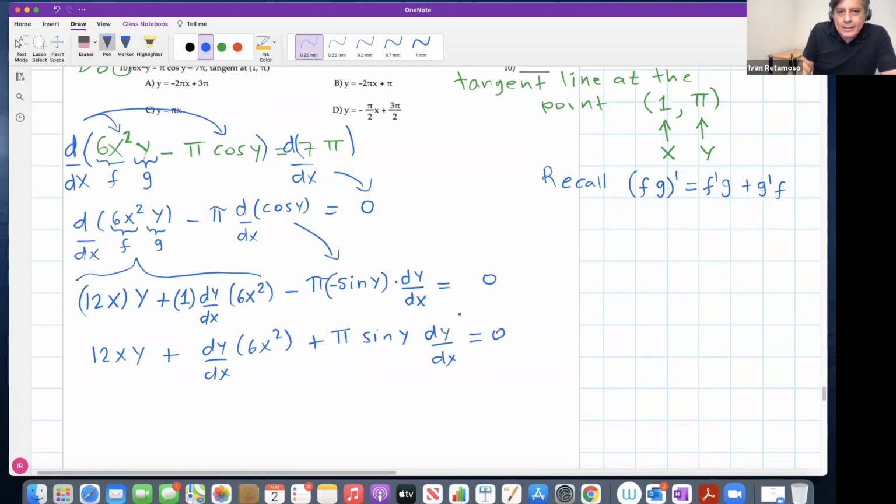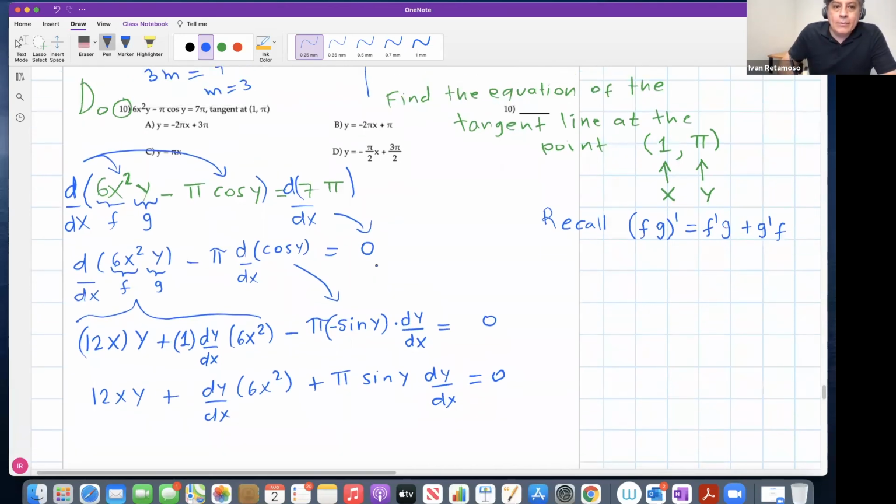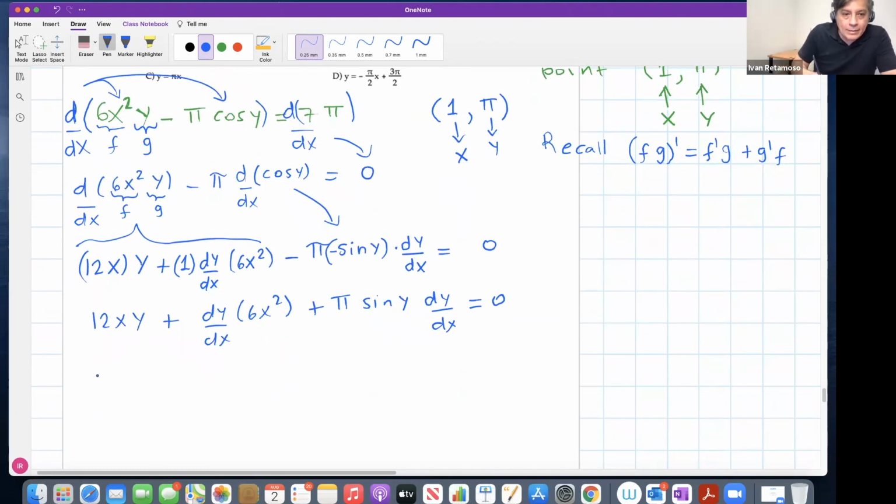Now, the good thing here is that they want the equation of the tangent line at this given point, right? So I have the right to call my x just 1 and my y just pi, right? I can replace or substitute these values directly here, right? I don't have to isolate dy dx, right? So 12 times x, which is 1, multiplied by y, which is pi, plus dy dx is going to be the slope of the tangent line. I will call it just m.